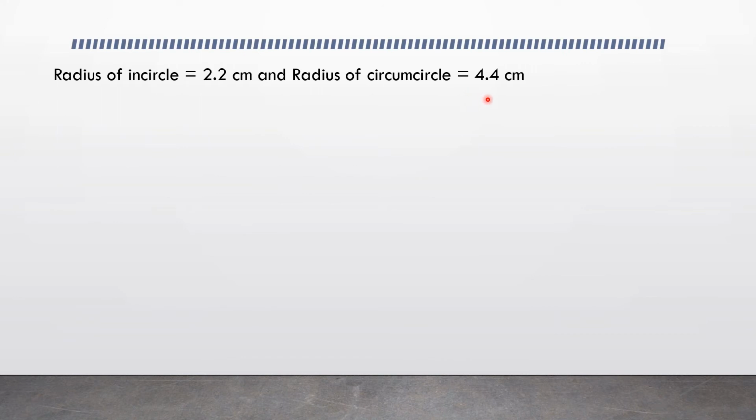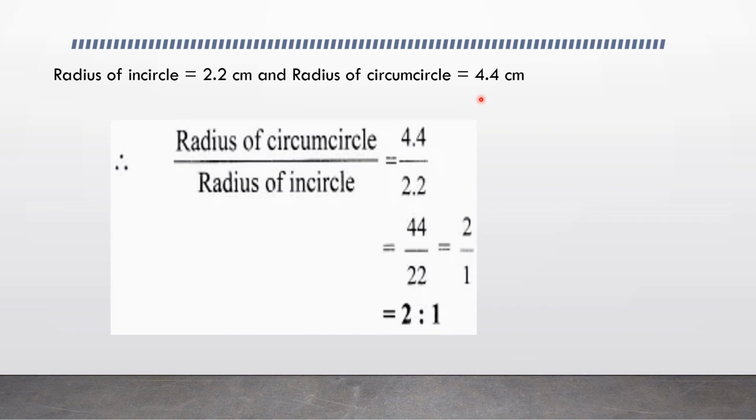In this question also we have to find ratio of radius of circumcircle to the radius of incircle. Therefore, radius of circumcircle upon radius of incircle is equal to 4.4 upon 2.2. And omit the decimals, therefore 44 upon 22 is equal to 2 upon 1. Therefore ratio is equal to 2:1.